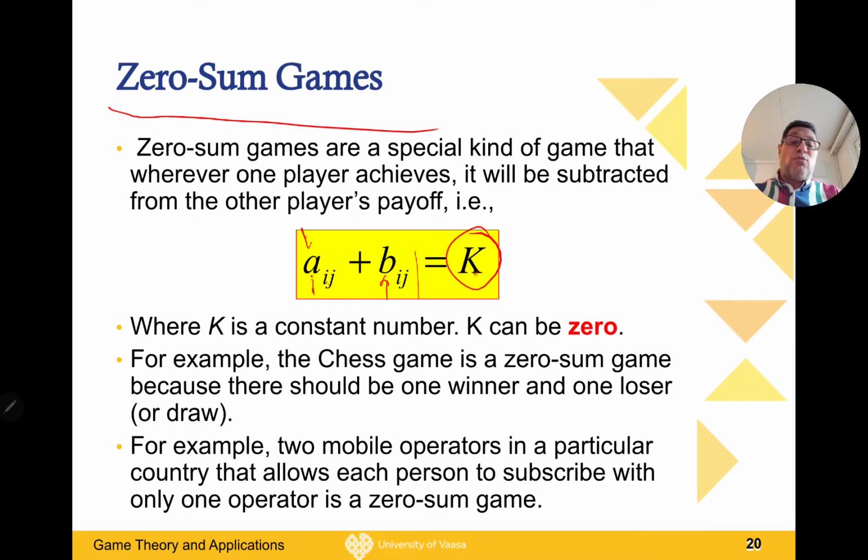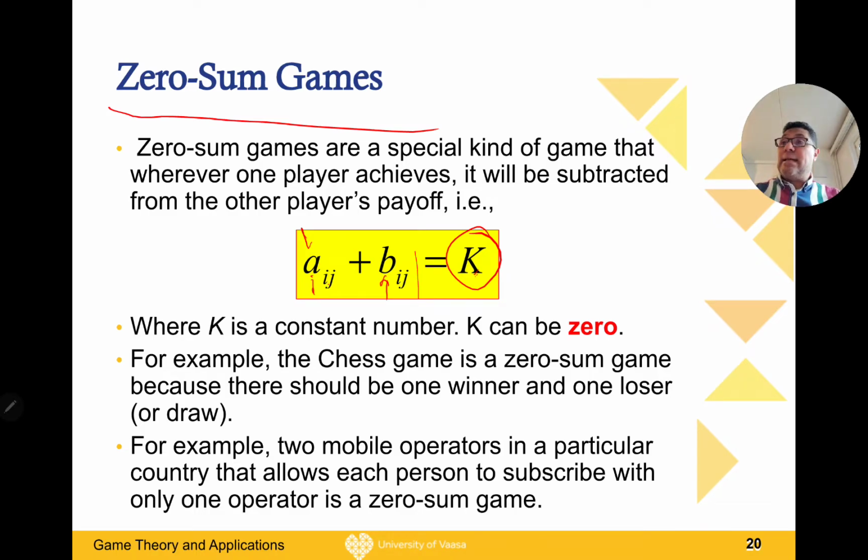When it is zero, for example, like in a chess game. In a chess game, we assume that a draw is not allowed, then there is only one player that should win. So it is a zero-sum game. It is not possible that both players will win.